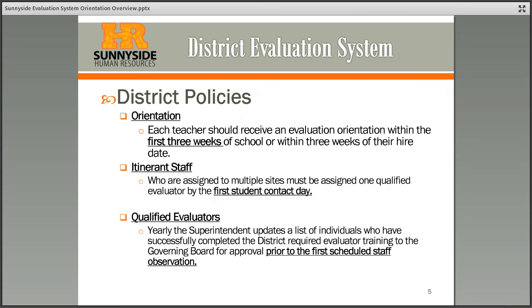District policies have to be implemented yearly in relationship to the evaluation process. In August, the orientation on the teacher evaluation system must occur in the first 3 weeks of school or within 3 weeks of an individual's hire date. Itinerant staff who are assigned to multiple sites must be assigned one qualified evaluator by the first student contract day. Yearly, the superintendent takes a list of qualified evaluators to the governing board for approval. Qualified evaluators must be board approved prior to completing their first formal observation.